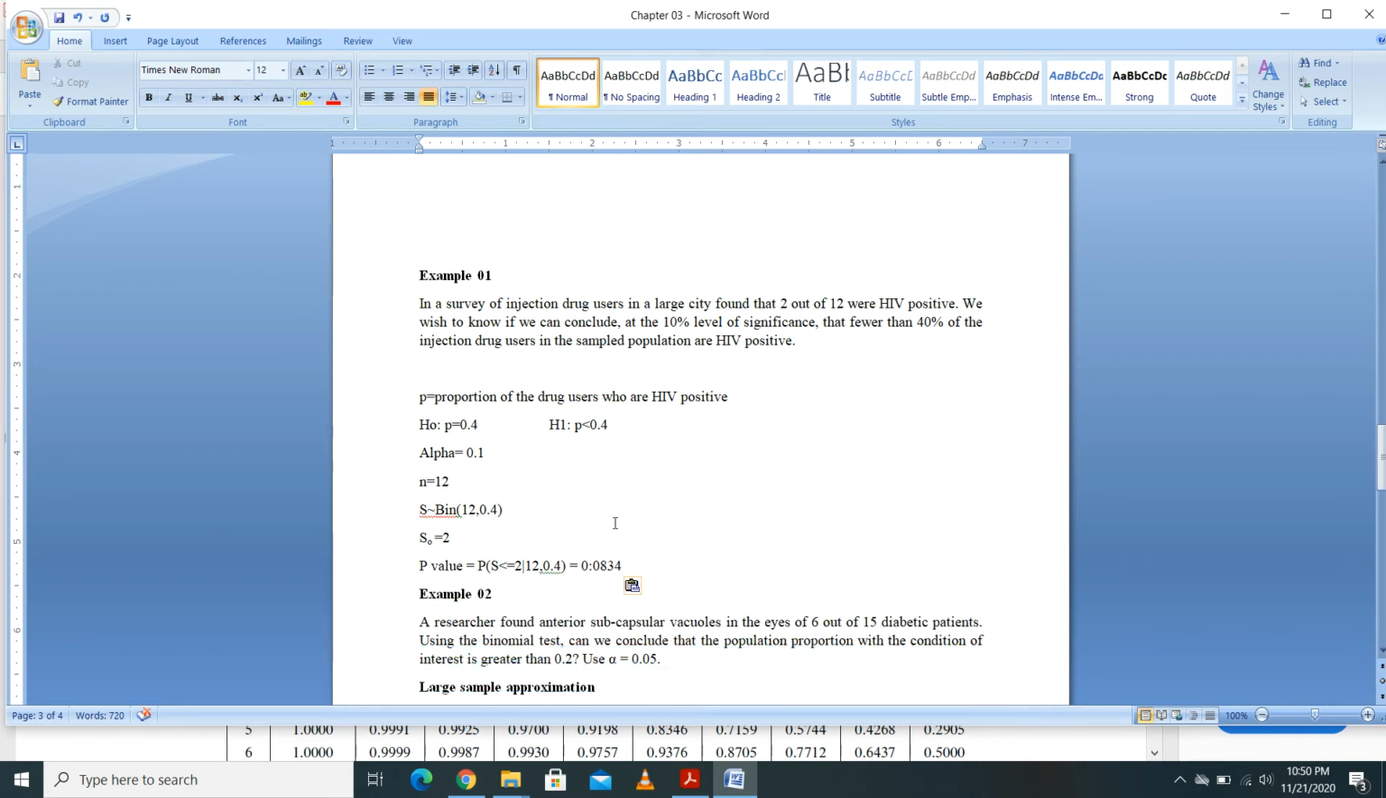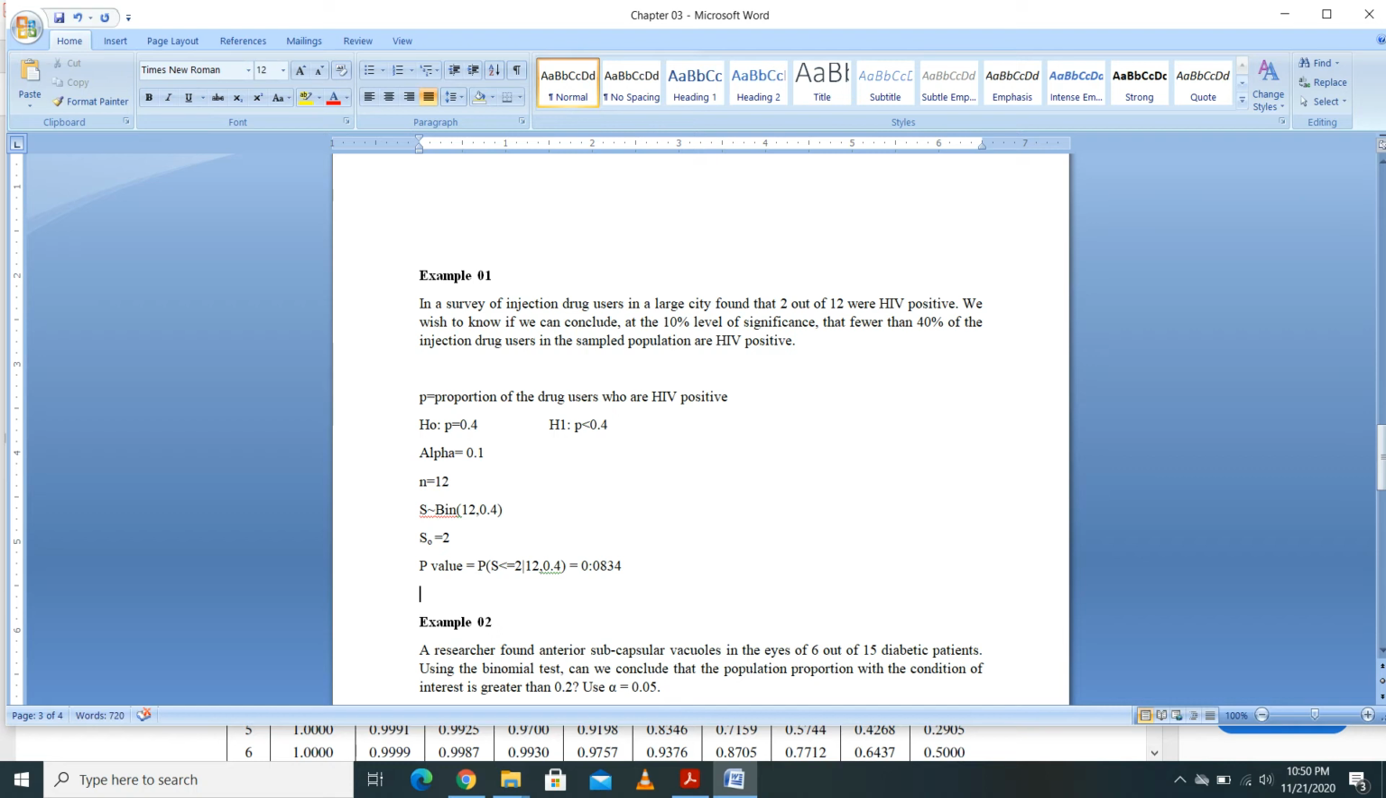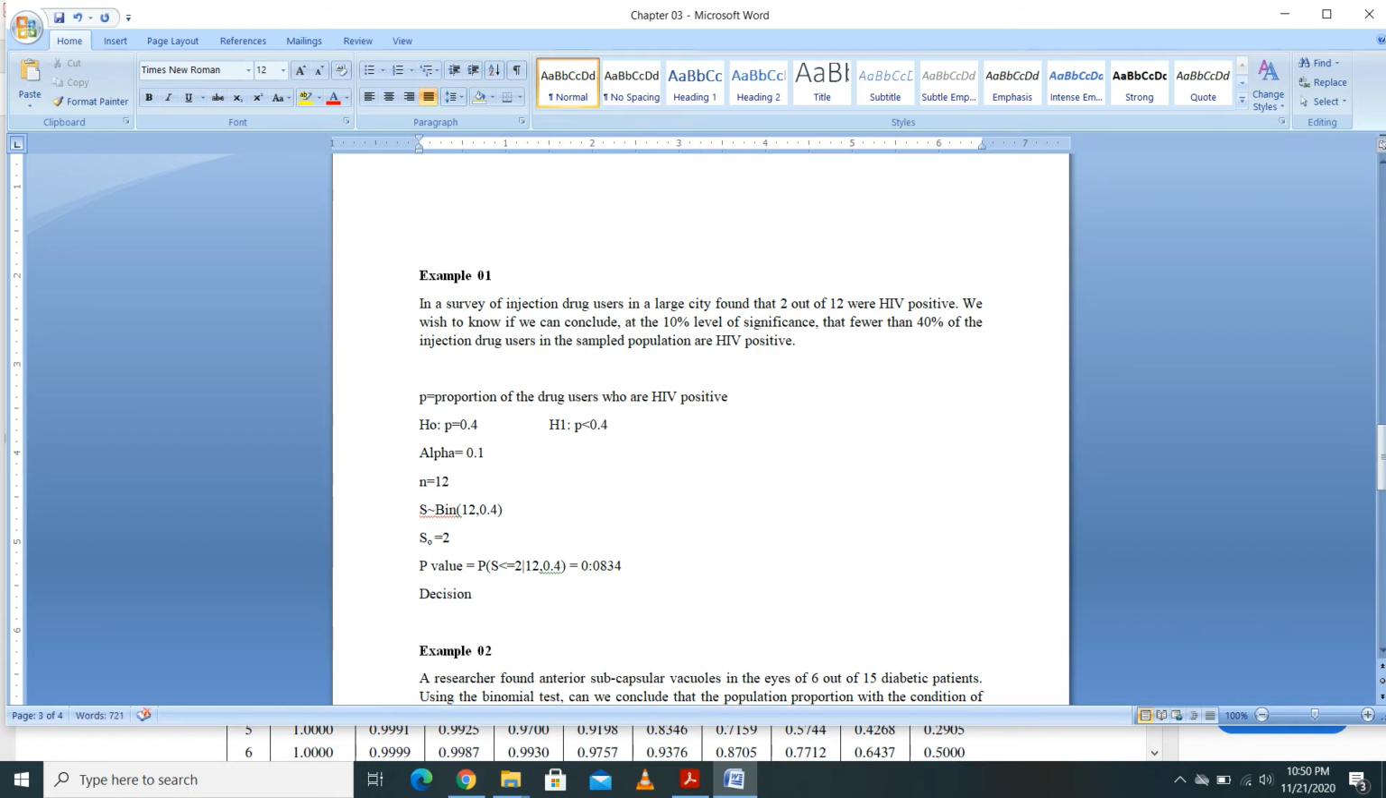Now what is the decision that you have to take? If the p-value is less than alpha, we can reject the H naught. So here alpha is 0.1 and the p-value is 0.0834. So the p-value is less than alpha, right?